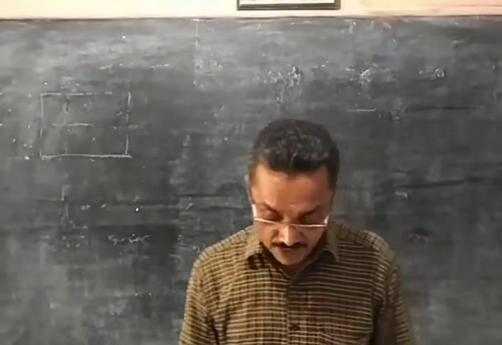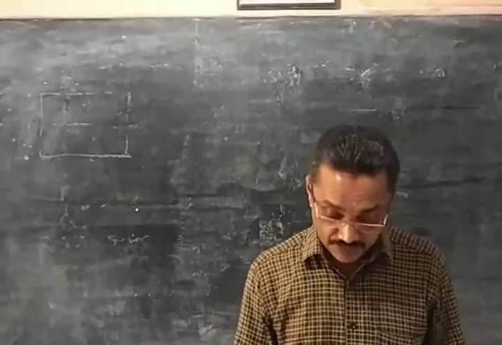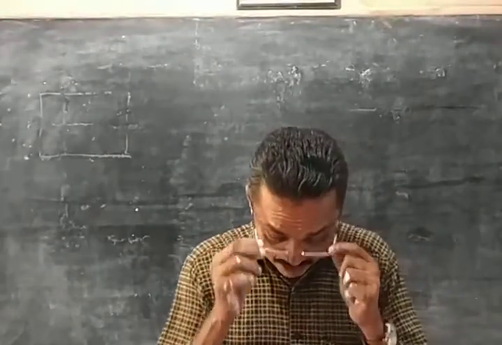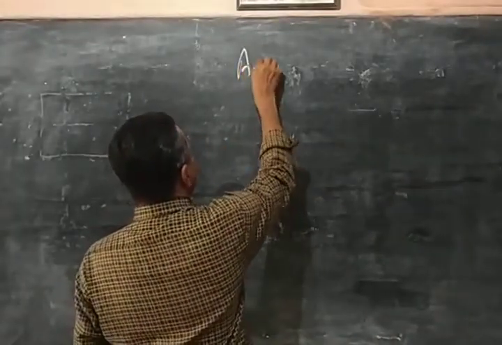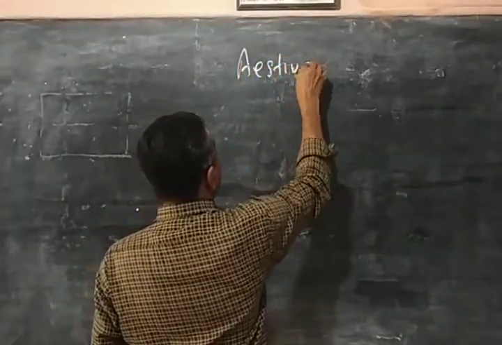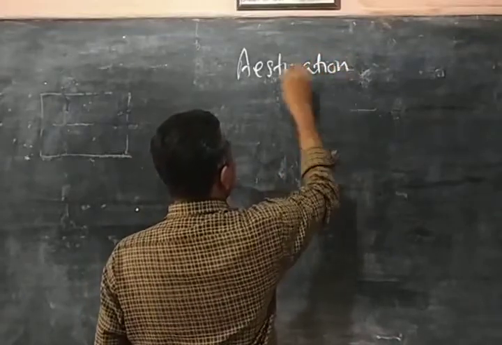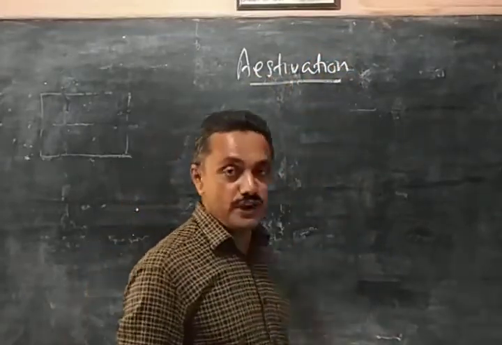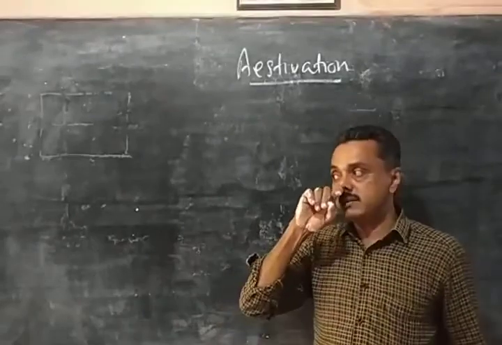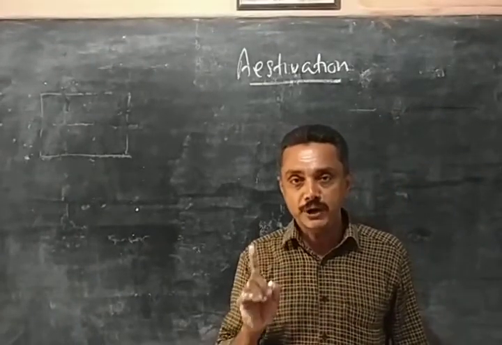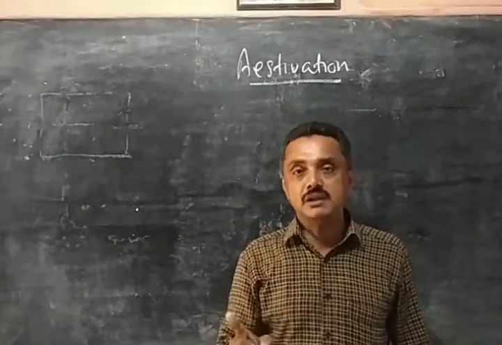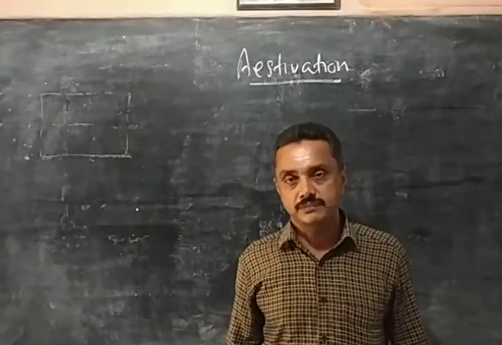Then comes the next topic called aestivation. This next topic is a very important one. Aestivation. I will send the note very soon. Aestivation means the arrangement of sepals and petals. The arrangement of sepals and petals is called aestivation.